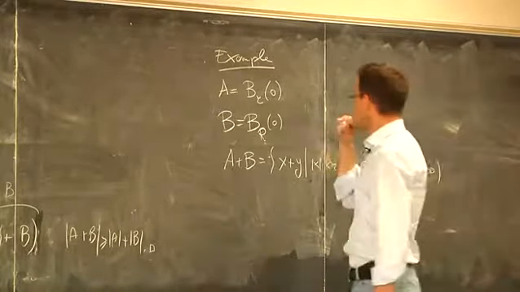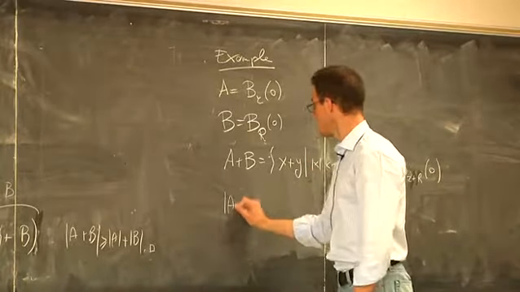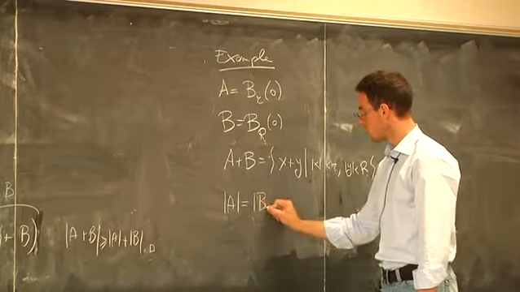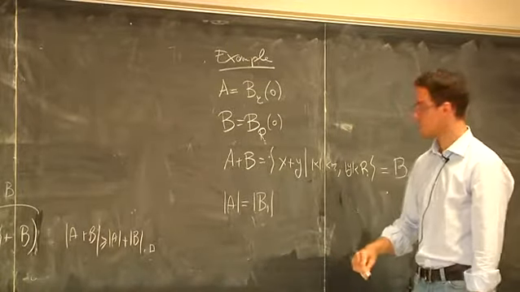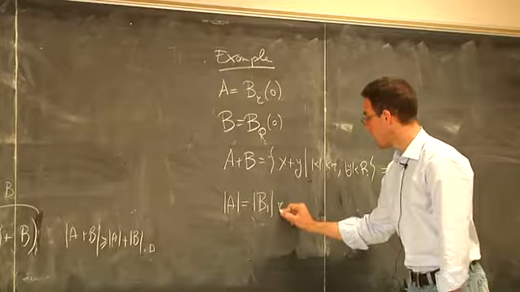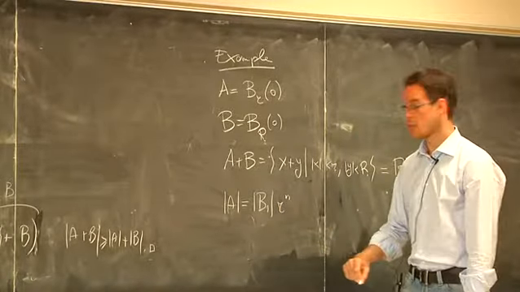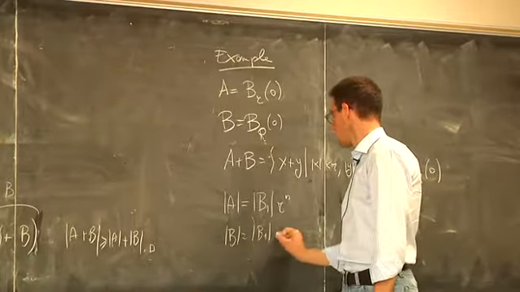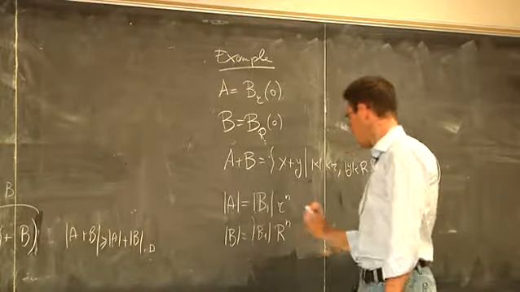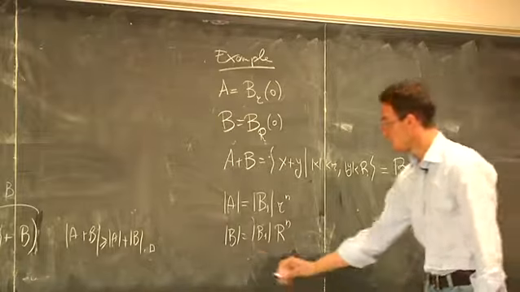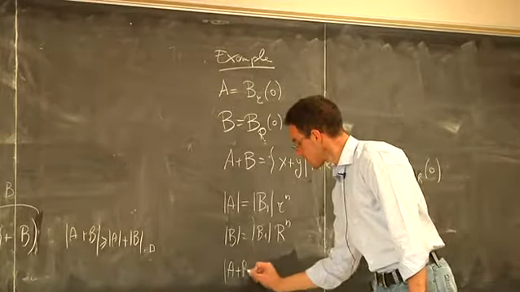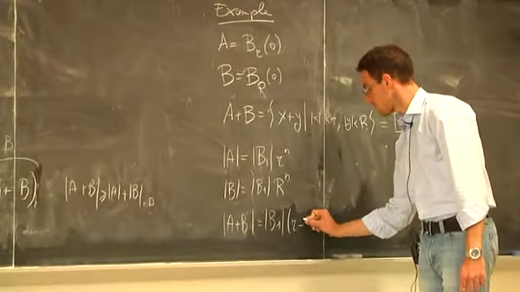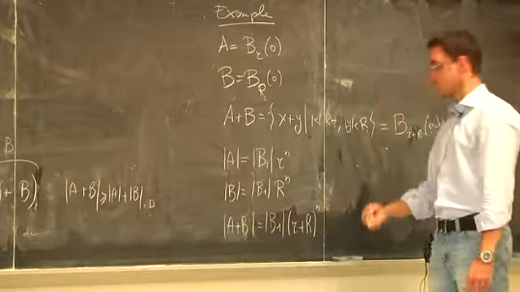So what happens in this case? The volume of A is equal to the volume of the unit ball, measure of B1, times little r to the power n. The measure of B is the volume of the unit ball times capital R to the power n. And the measure of A plus B is equal to the measure of the unit ball times little r plus capital R to the power n.